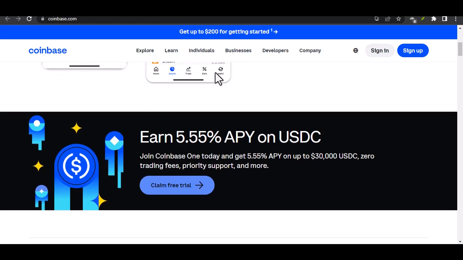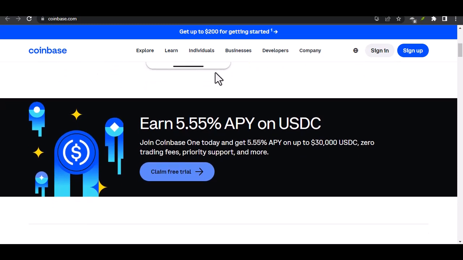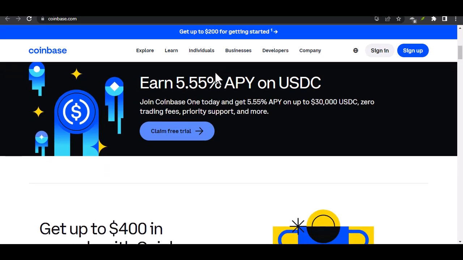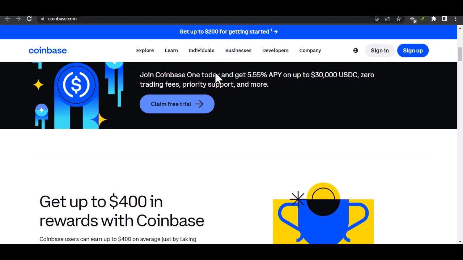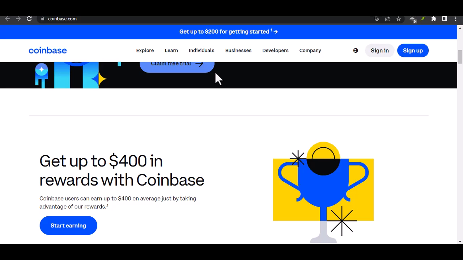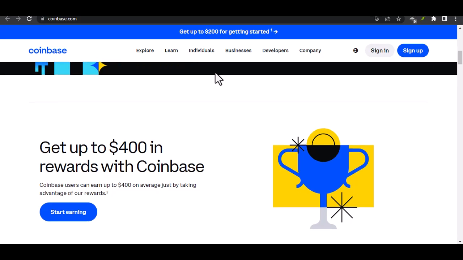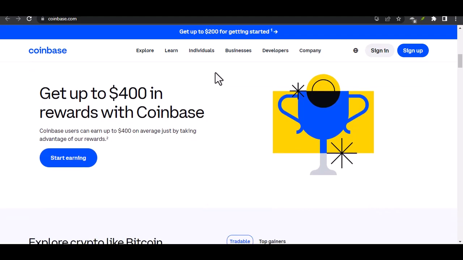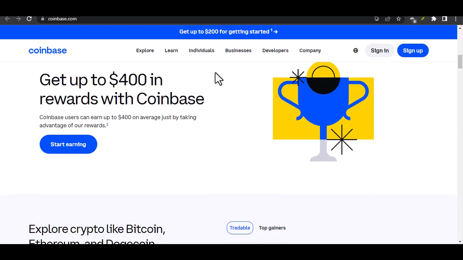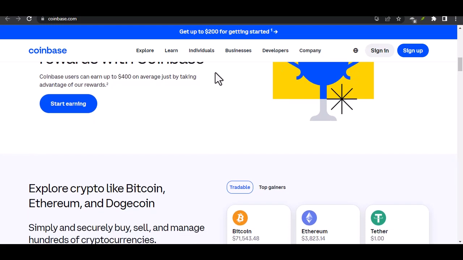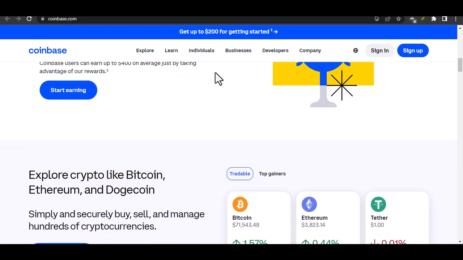Buckle up, because today we're diving deep into the world of Tether and specifically, the type that calls your Coinbase wallet home. Now, before we jump in, let's rewind a sec. You might be thinking, hey, isn't all USDT the same? Great question. USDT is a so-called stablecoin, meaning it's a cryptocurrency that tries to peg its value to a real-world asset, usually the US dollar. So in theory, 1 USDT should always be worth roughly $1.